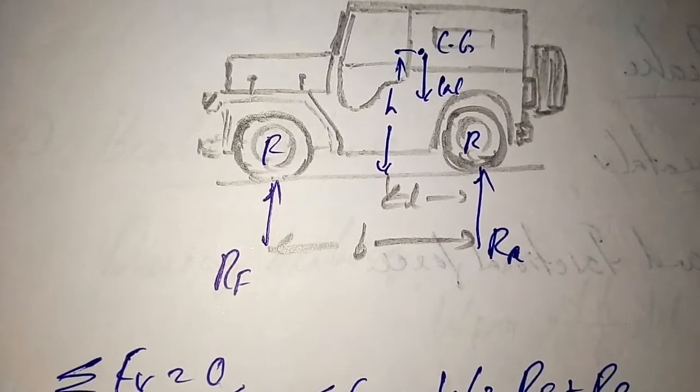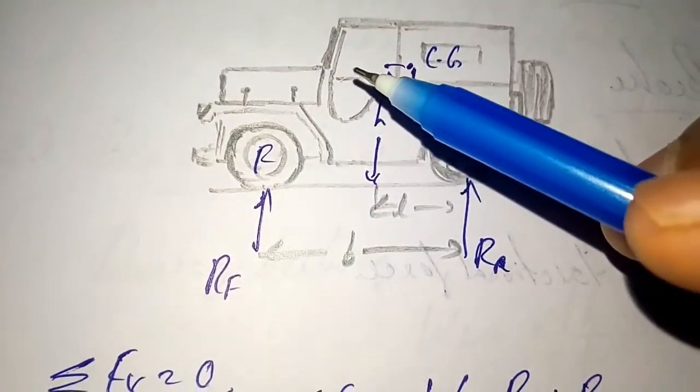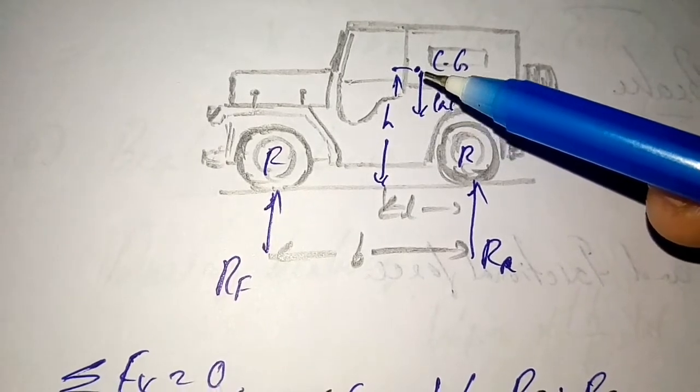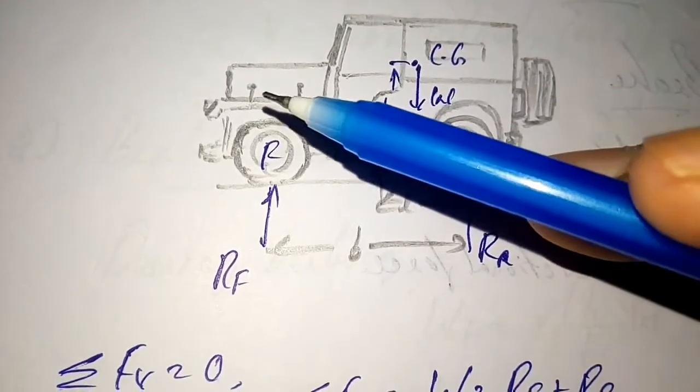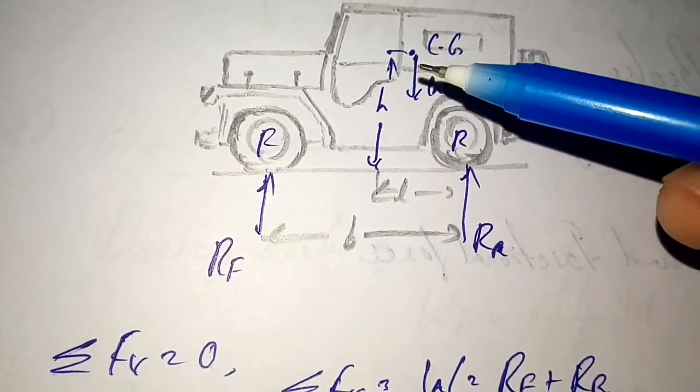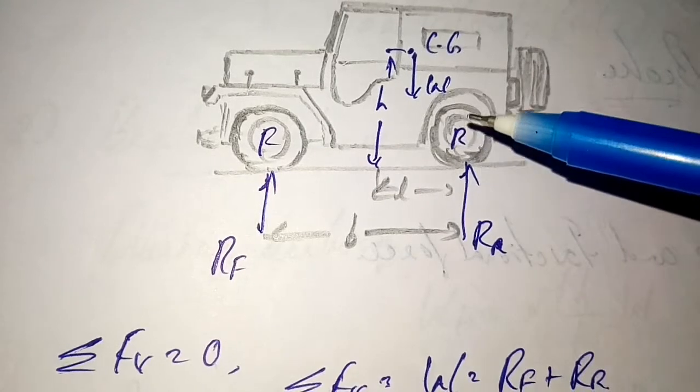Now let's do the same for a four-wheeled vehicle. So for this we are considering that the weight distribution, or the center of gravity of the vehicle, coincides with the longitudinal axis of the vehicle, so that there is no offset between the center of gravity and the longitudinal axis.